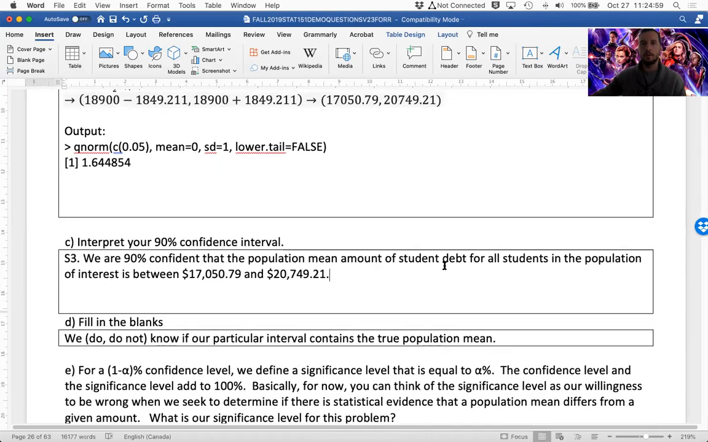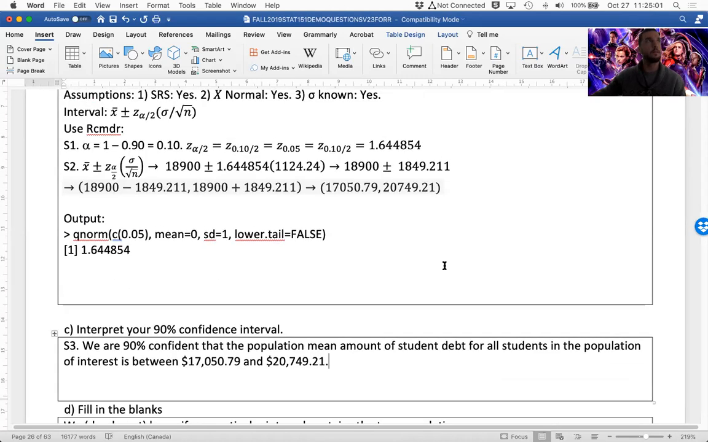Okay, any questions about those first 3 parts?